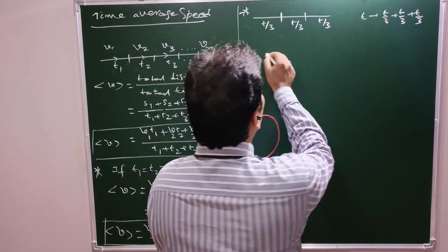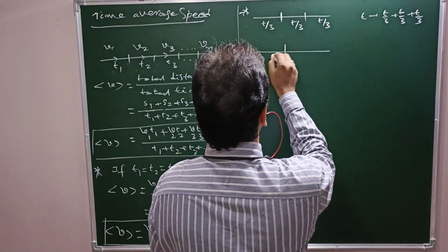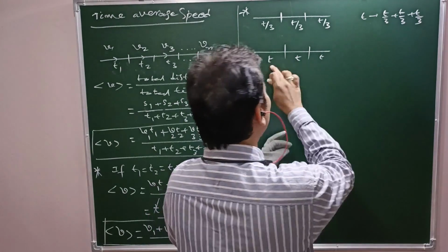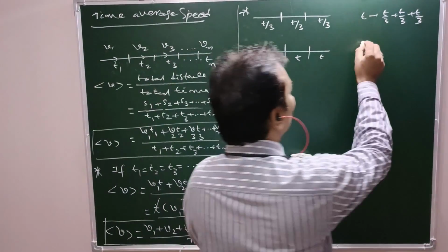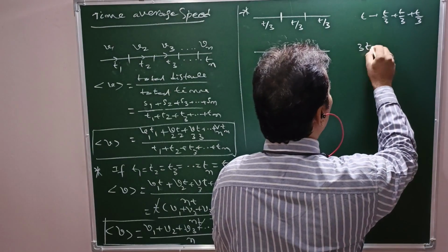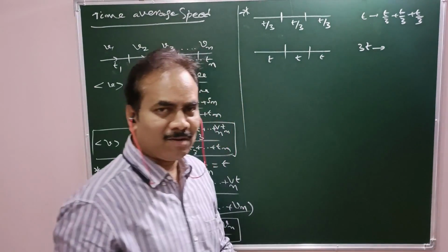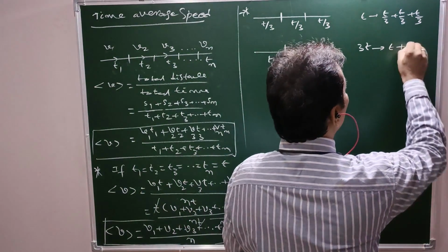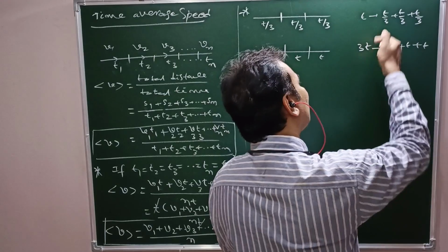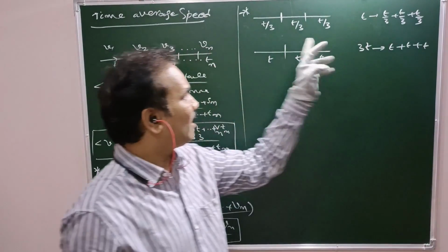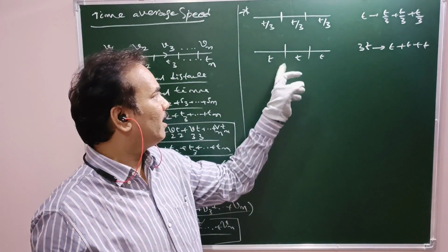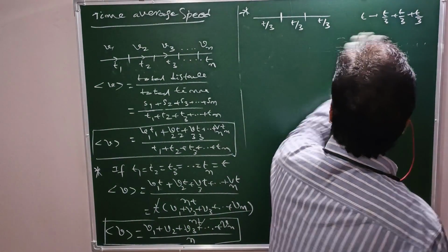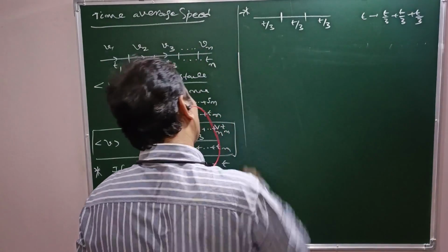Otherwise, we can have it like this also. Suppose this segment is t, this segment also t, this segment also t. Then the total time of journey is 3t. So the total time of journey 3t can be divided into 3 equal time intervals, that is t plus t plus t. So you can take it in any form, either t by 3, t by 3, t by 3, or t, t, t, whatever it is, no problem. You can take any type.